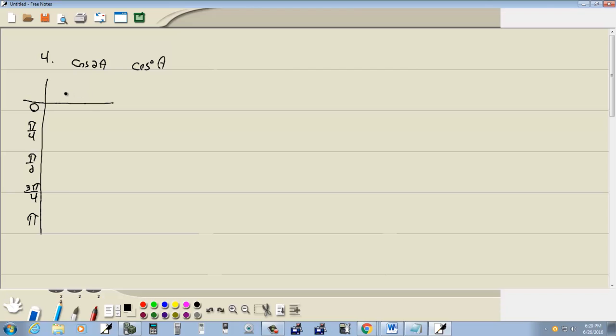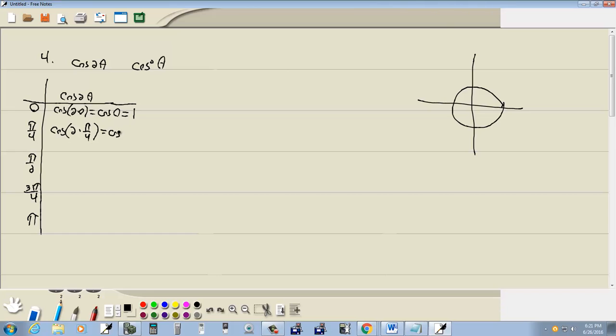So if I look at cosine 2 theta first, I would have cosine of 2 times 0, which is cosine of 0. Can't think of the unit circle unless I see it. Okay, cosine of 0 is equal to 1. For this one, we have cosine of 2 times pi over 4, which is cosine of pi over 2, which is 0.